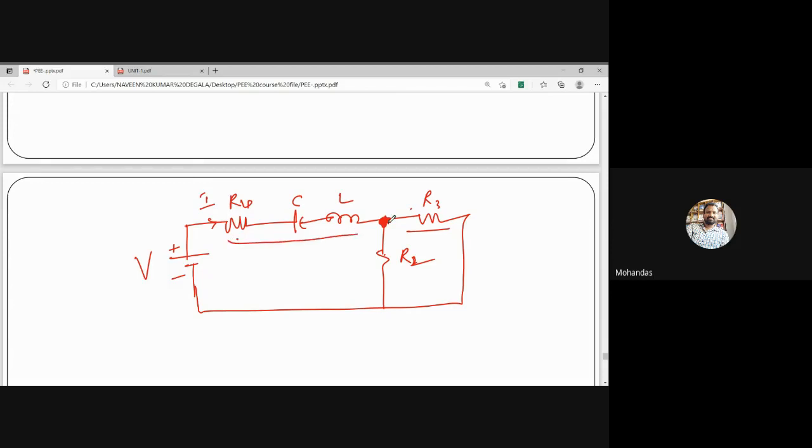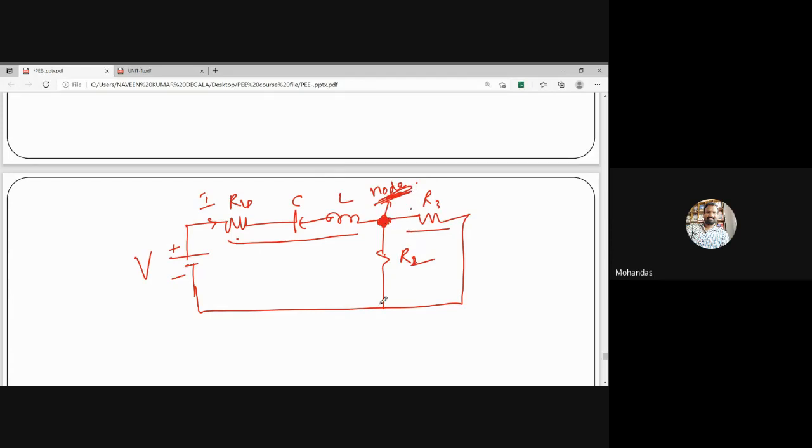All these elements are connected at this particular point, and this element is also connected at this point, and this element is also connected at this particular point. This particular point is known as a node. What is that? It is known as a node.